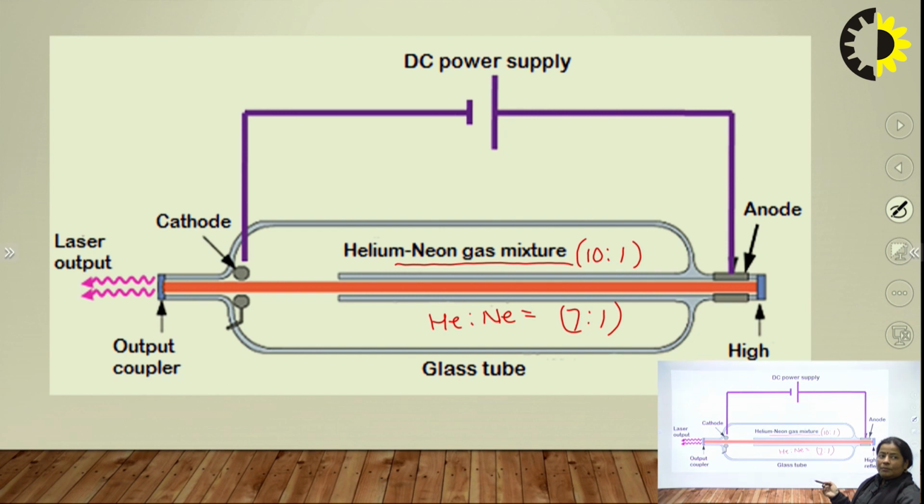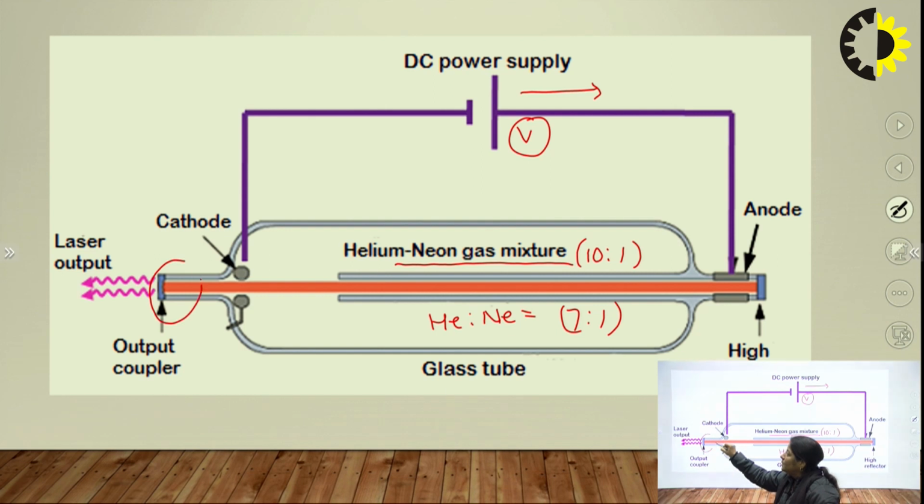The next part of the laser is the energy source, or the pump source. In the case of the helium neon laser, this is the DC power supply, which means that a voltage is supplied. So, this is the energy source for the helium neon laser, and the next is the optical resonators.